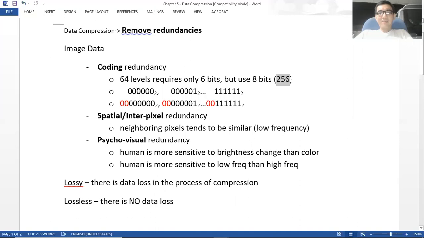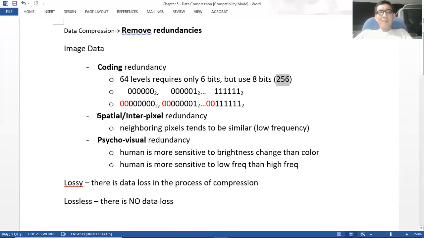So I'll show you an example. If we have 64 levels, we need only 6 bits, from 0, 0, 0, 0, 0, 0 all the way to 1, 1, 1, 1, 1, 1. Okay. But if we use 8 bits, then we can see that the 2 bits in front here are always 0. So that means we don't really need them because they don't really help us to differentiate anything. We can actually remove them. So the 2 bits here are considered the coding redundancies.